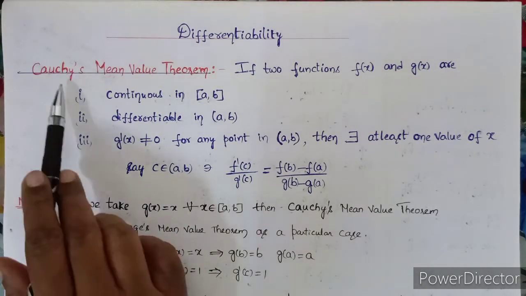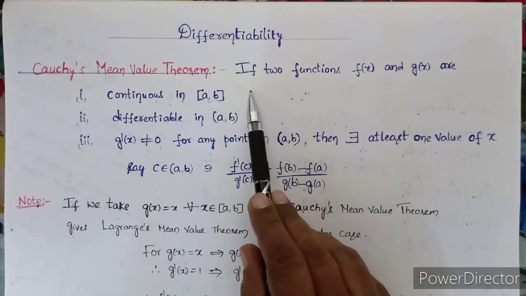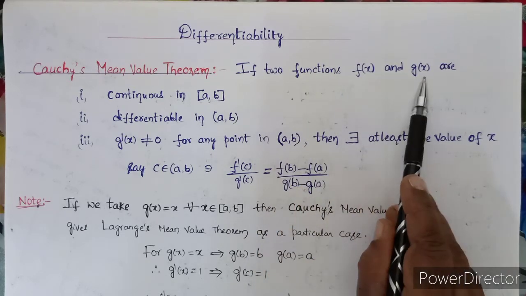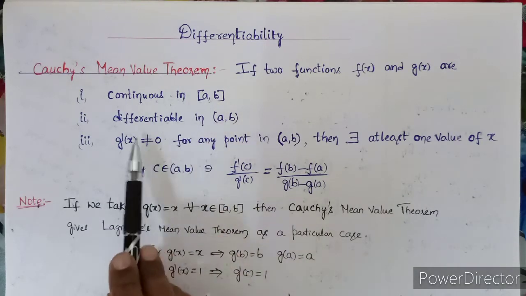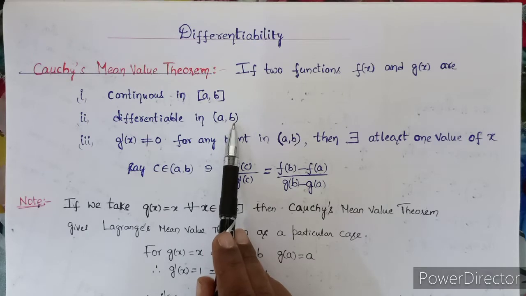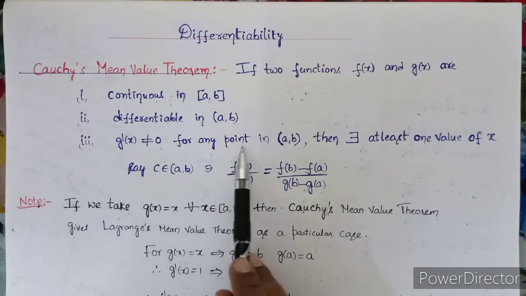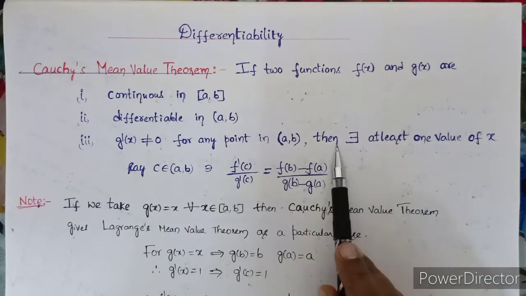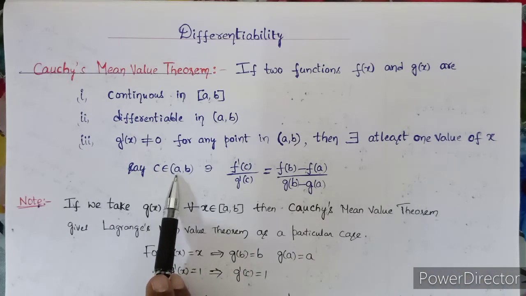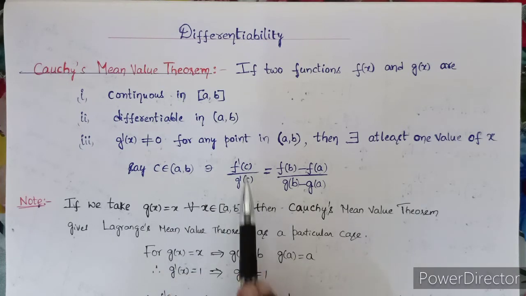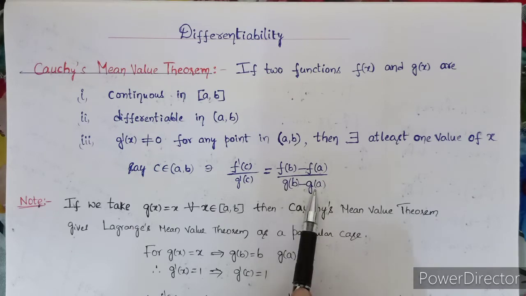Today we shall discuss Cauchy Mean Value Theorem in the chapter Differentiability. Its statement is, if two functions f of x and g of x both are continuous in the closed interval [a, b], both are differentiable in the open interval (a, b), and the third condition is g dash x not equal to 0 for any point in this open interval (a, b), then there exists at least one value of x, say c, belongs to open interval (a, b) such that f dash c by g dash c equal to f of b minus f of a by g of b minus g of a.